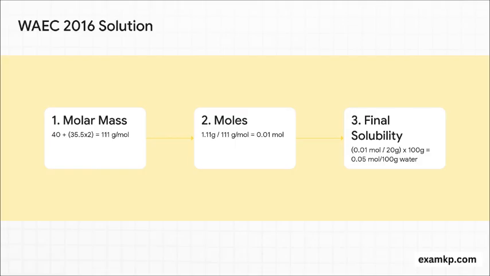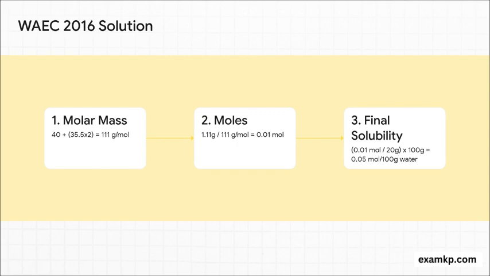So the definition part is easy. For the math, we start by finding the molar mass of calcium chloride, which is 111 grams per mole. Simple enough. Then we find the moles. 1.11 grams divided by 111 gives us a nice round 0.01 moles. And now for that final step. The question gives us the amount in 20 grams of water, but asks for it in 100 grams. So you just have to think, if we've got 0.01 moles in 20 grams, how many would that be in 100 grams? We just scale it up, multiply by 5, and that gives us our final answer, 0.05 moles per 100 grams of water.